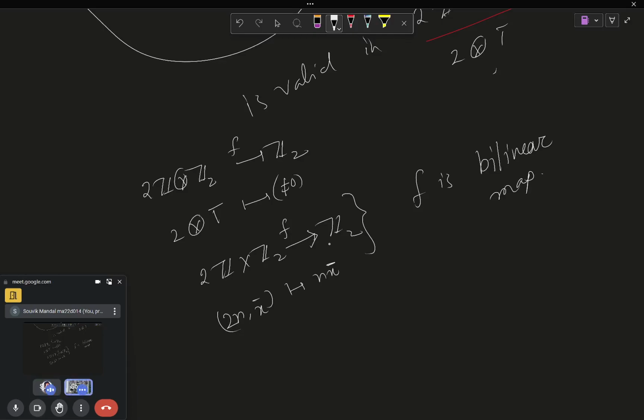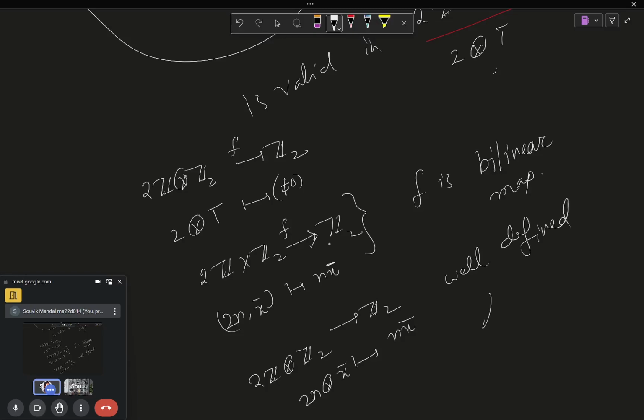It is obviously not difficult. Now since it is a bilinear map, we will get a linear map from 2Z tensor Z2 to Z2, where 2n tensor x bar goes to nx bar. This is a well-defined linear map. You understand? We are getting this by the property only, nothing more than that. Understand?